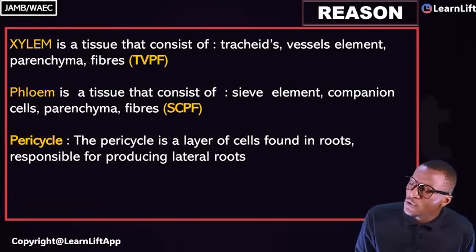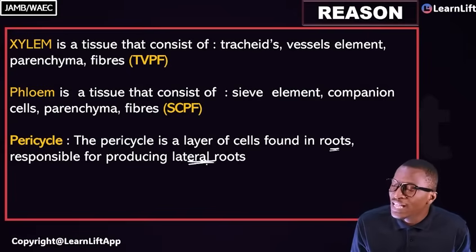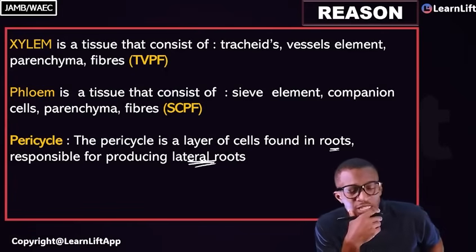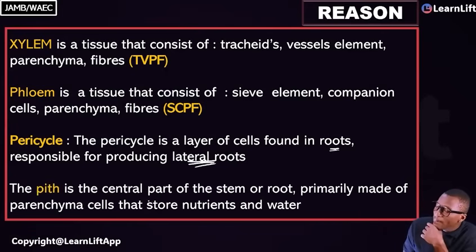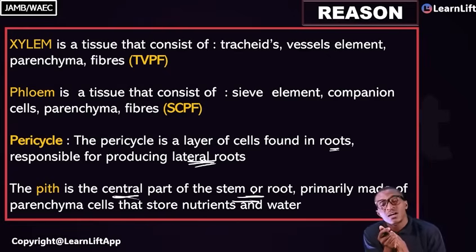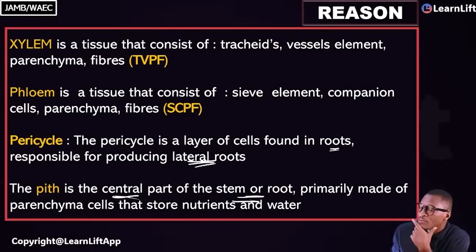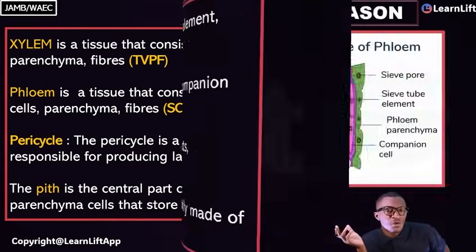Now I want to talk about your pericycle. Pericycle is a layer of cells found in the roots, responsible for producing lateral roots. Now I want to talk about your pith. Pith is the central part of stems and roots. I explained this when I was talking about plant nutrition. It is majorly made up of parenchyma cells, and they help to store nutrients. Now, let me give you a picture of what xylem looks like and what phloem looks like.